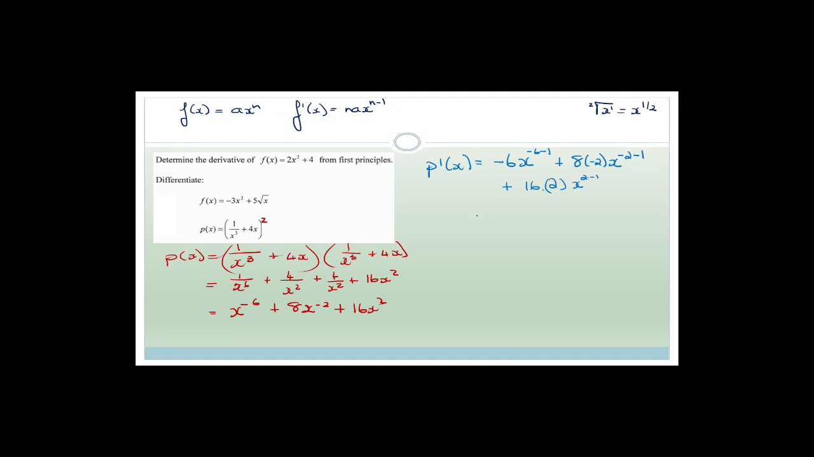Okay, I'm doing it very slowly just to make sure you understand. So it becomes minus 6, x to the negative 7, plus, actually that becomes a minus, 8 times 2 is 16, x to the minus 3, plus 16 times 2 is 32x. Okay, and finally, if we want this all in positive exponents, it's going to have to be equal to minus 6 over x to the 7 minus 16 over x cubed plus 32x. There you go, and that's your final answer of your first derivative of your p of x.